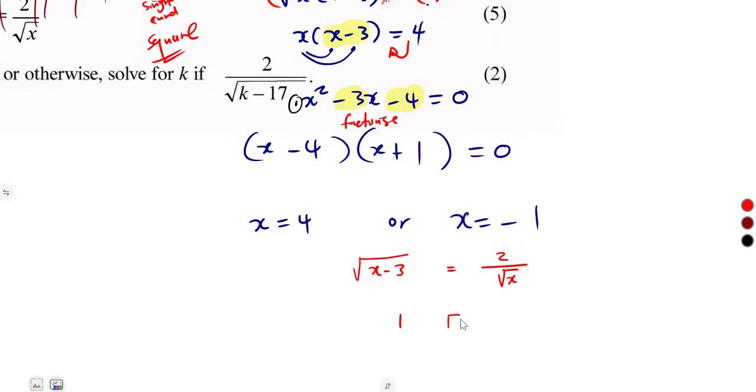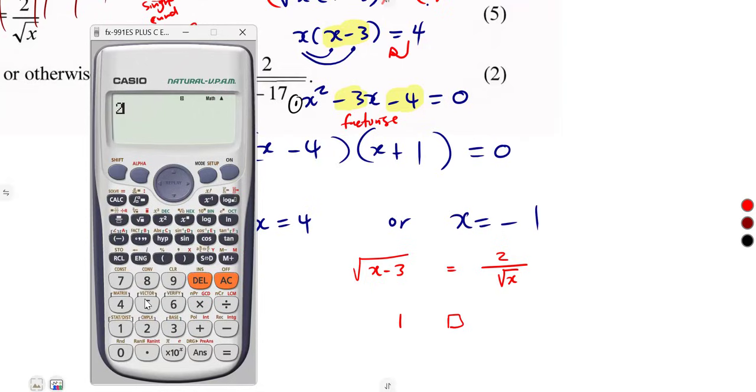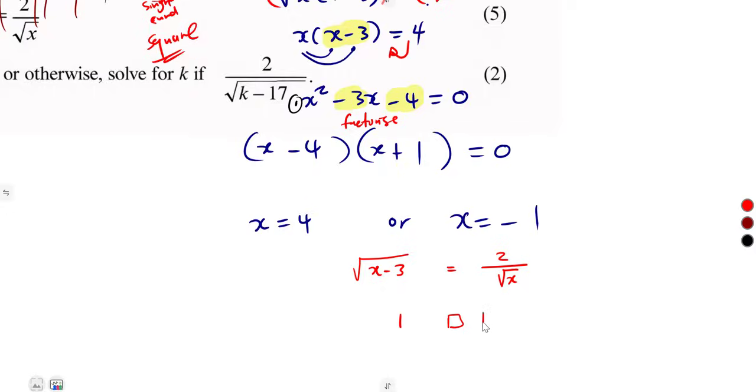Is it equal to 2 over the square root of x? Our x, remember, is 4. So this is going to give us a 1. So truly, 1 is equal to 1. So x is equal to 4. All right, we move on to the other one when x is negative 1, guys.